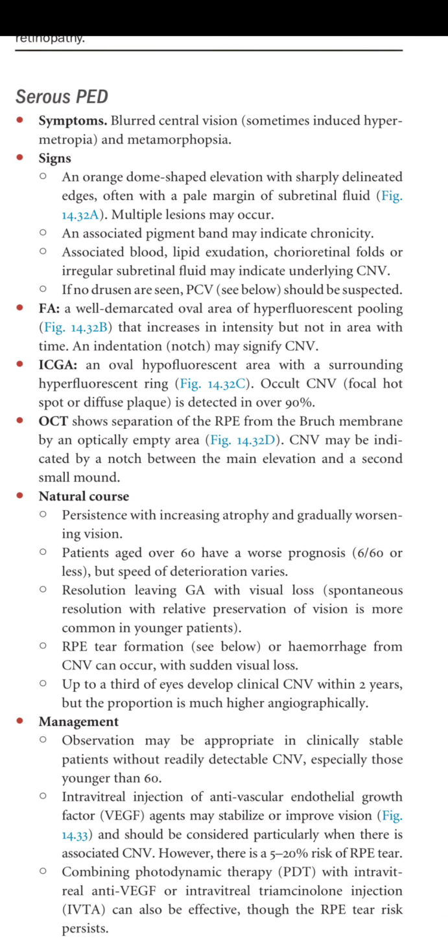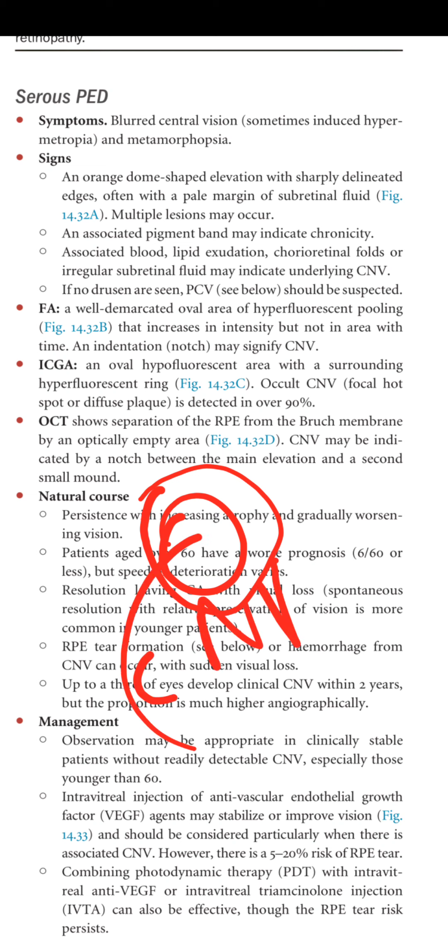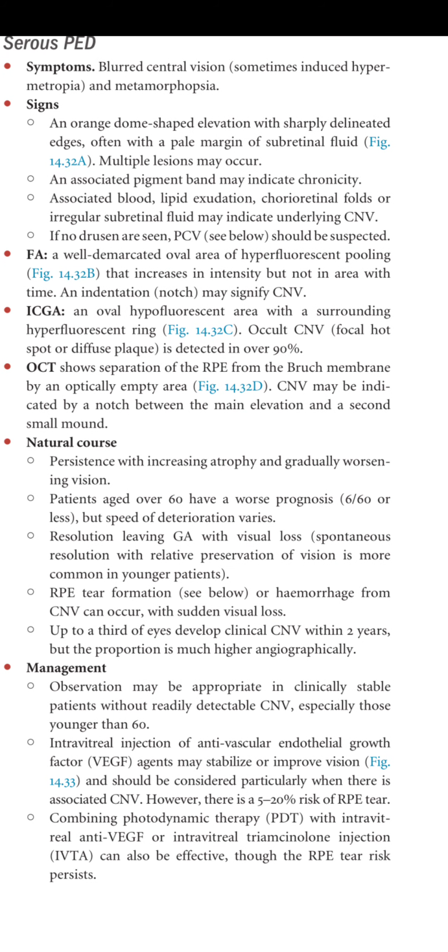So ICGA will show us the hypofluorescent area with the surrounding hyperfluorescent ring. Occult CNV, if the CNV is present in a case of a PED, will appear as a focal hotspot or diffuse plaque. OCT shows separation of the RPE from the Bruch membrane by an optically empty area. So there will be the empty area beneath the RPE. CNV may be indicated by the notch between the main elevation and a second mound.